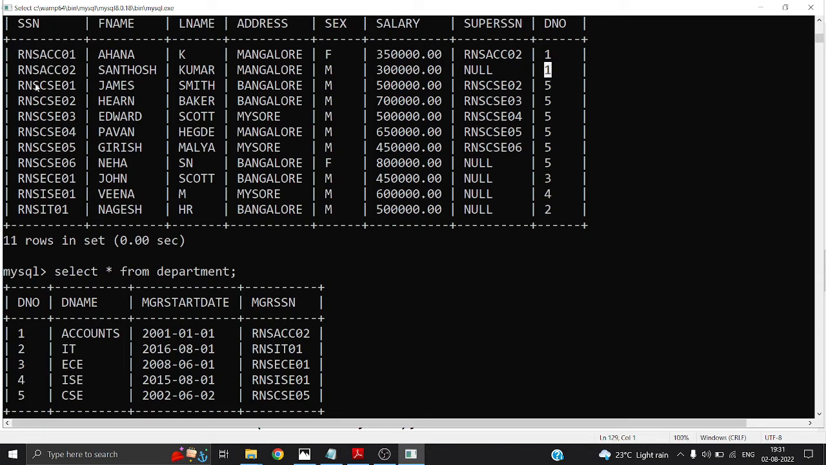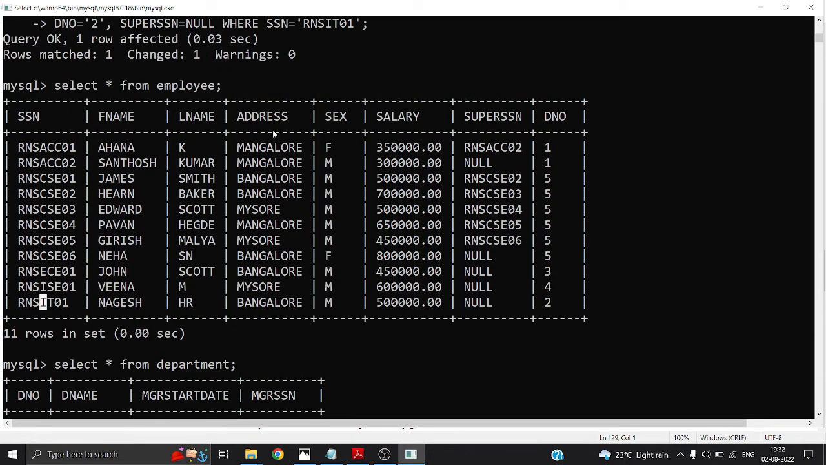Okay, so now CSC, totally around 6 employees are there who are working for the CSC department. That means the CS department has 6 different employees. Like that, we have different employees for every department. For EC, we have only 1 employee. For ISC, only 1 employee. For IT, again only 1 employee. This is about which employee works for which department. This is the information this column is giving.